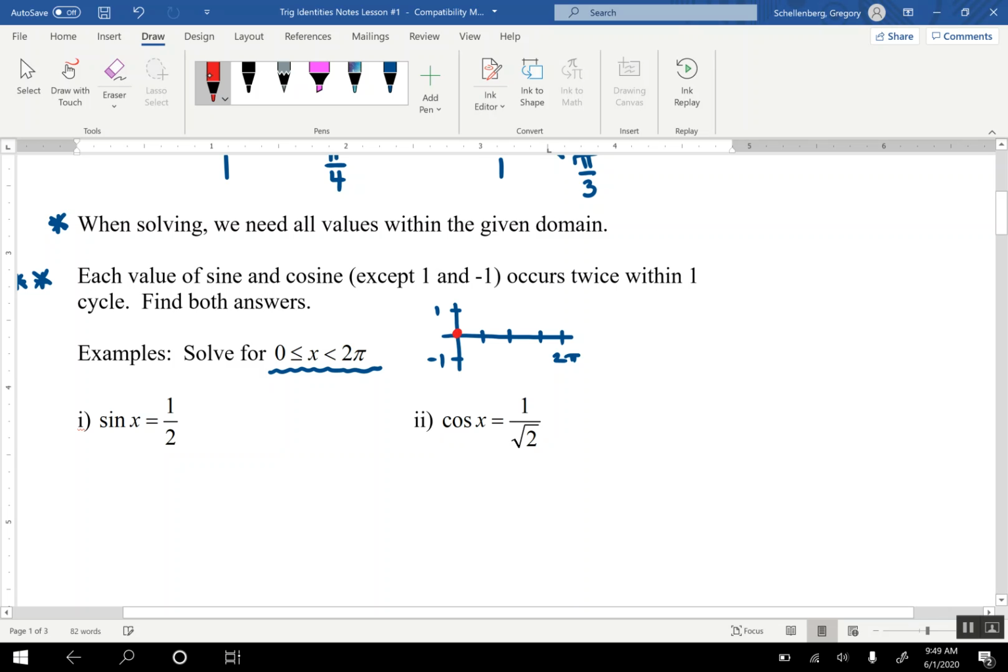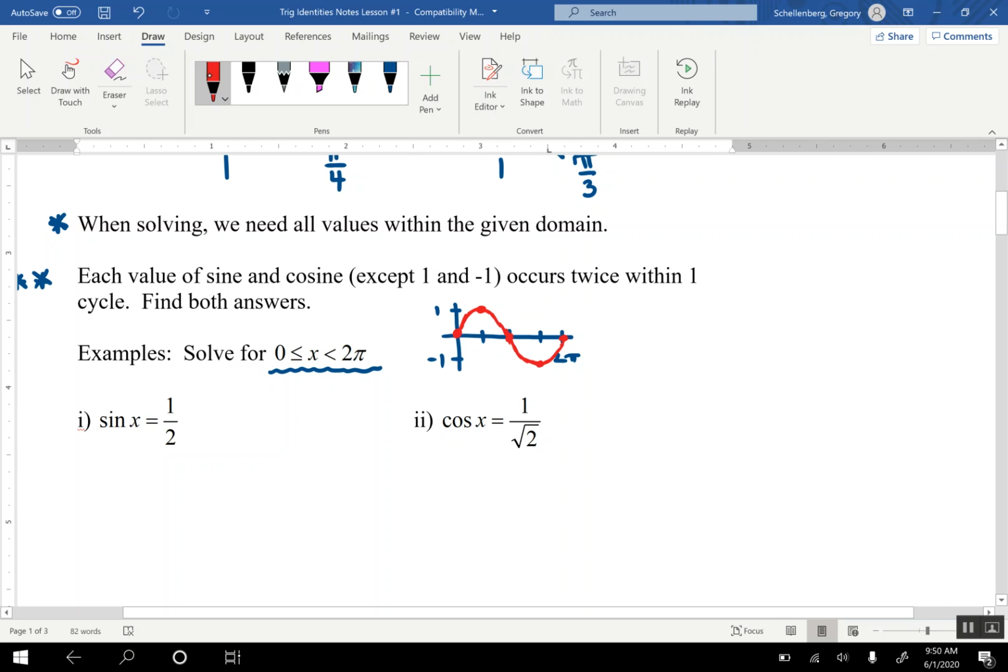Sine starts at a mid and increases to begin. And this is generally what it looks like. Okay, our sine curve. Okay, so the note here is each value of sine and cosine, except for 1 and -1, occurs twice within one period of the function. Okay, so think about the y coordinates here. These are the values we're talking about.